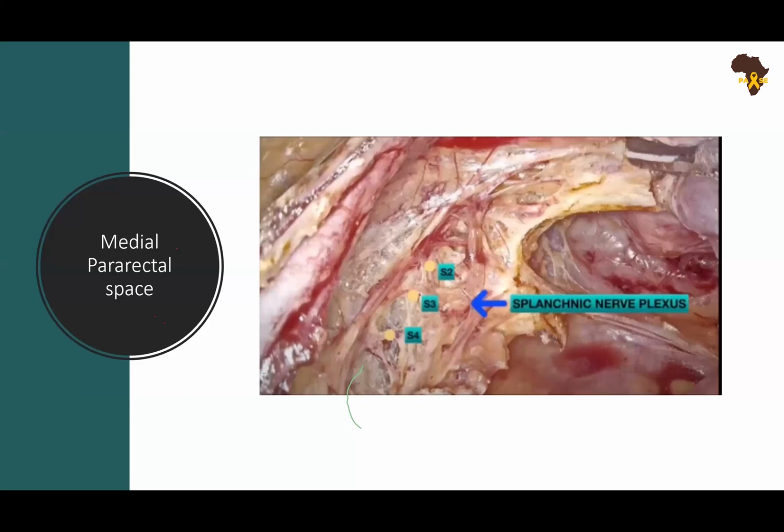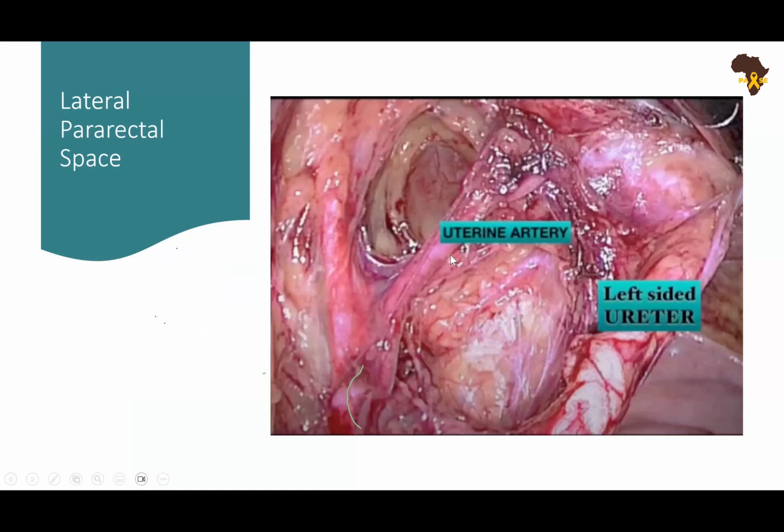Now, we go further into, again, you will see these nerves, and for the further dissecting, you will see the hypogastric nerves, and further lower down, you will come in through the hypogastric plexus. The lateral is the origin, where you're using it for the origin of the uterine artery.